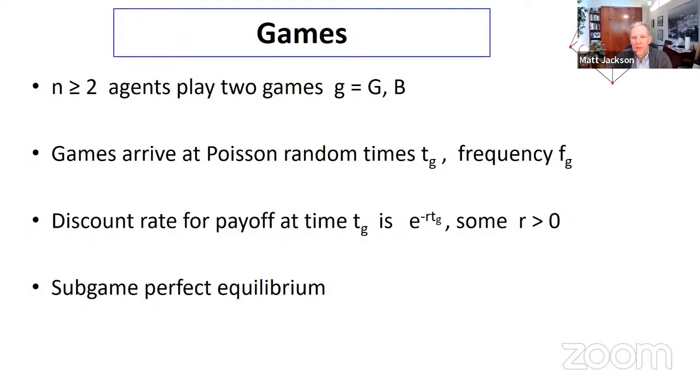And we'll just keep track of F sub G, which will be the frequency of game G. There's a discount rate, and we can think of this just happening in continuous time. So the discounted payoff at time t is just going to be e to the minus r t. And then we're going to look at subgame perfect equilibria here.